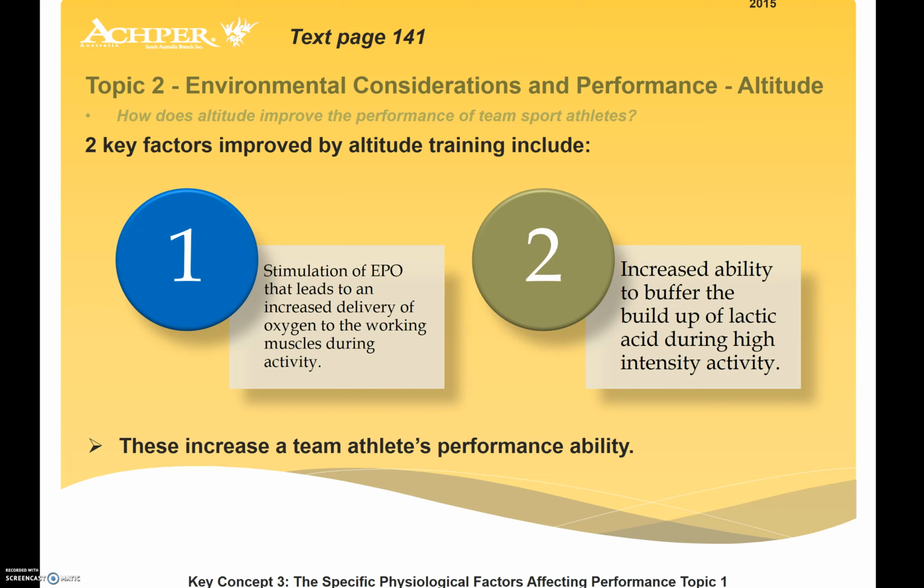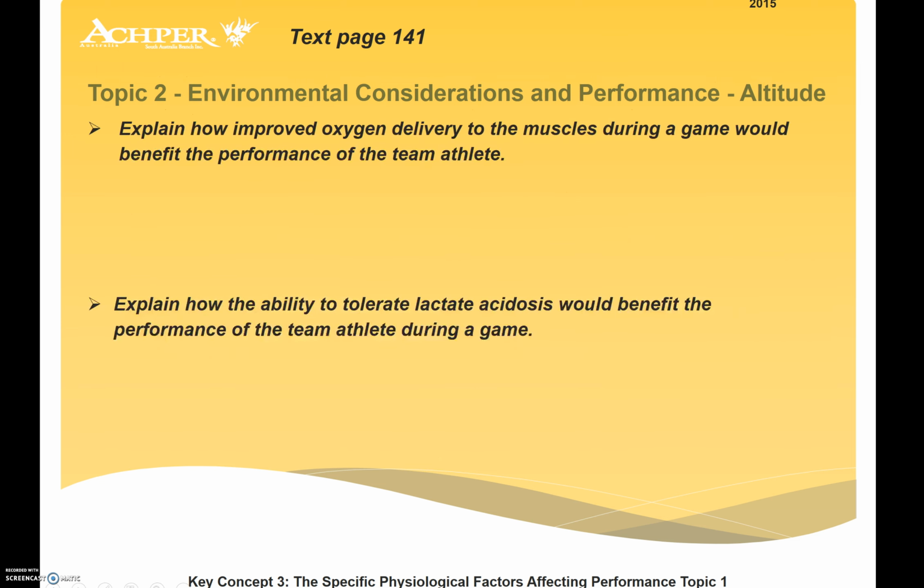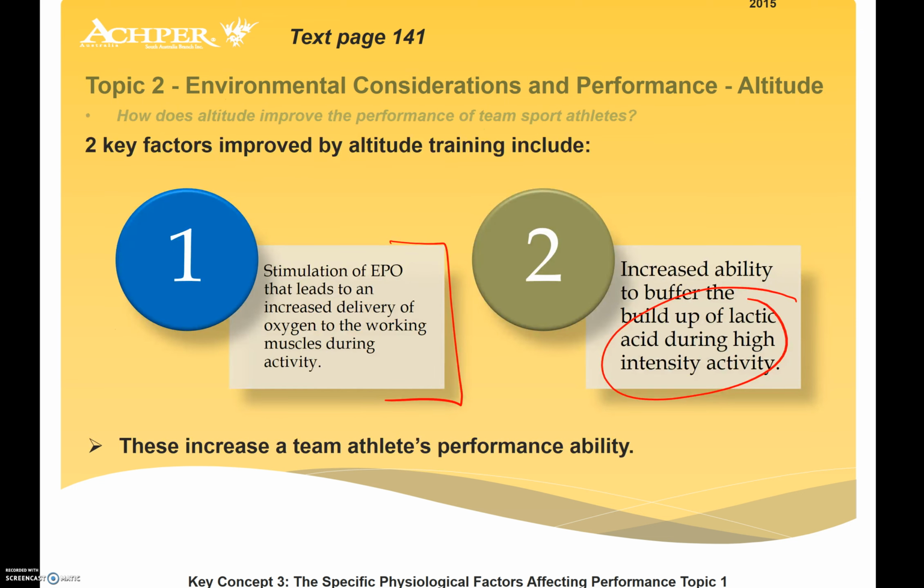So how does altitude improve the performance of team sport athletes? Two key factors that will improve with altitude training include: one, the stimulation of EPO that leads to an increased delivery of oxygen to the working muscles during activity, and two, the increased ability to buffer the buildup of lactic acid during high intensity activity. We know that any increase in performance, particularly for an aerobic style athlete, reducing lactic acid and stimulating oxygen at the muscle cells will allow us to increase that team's athletic performance.